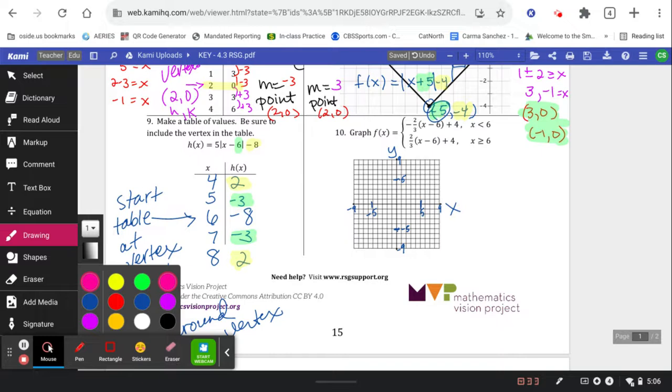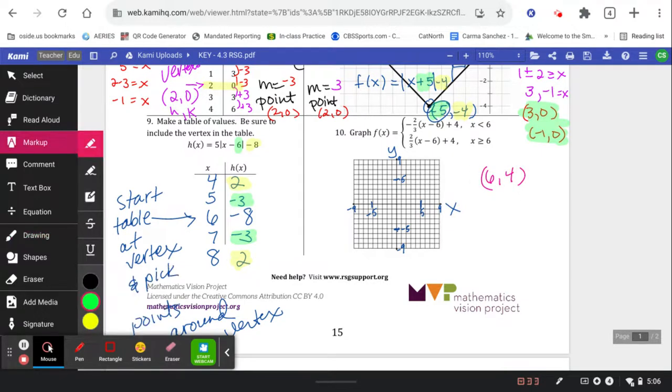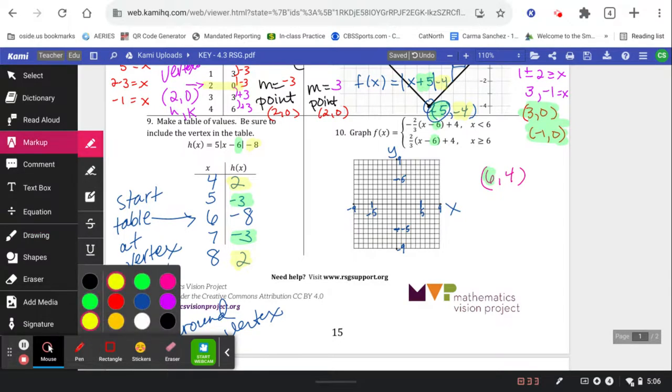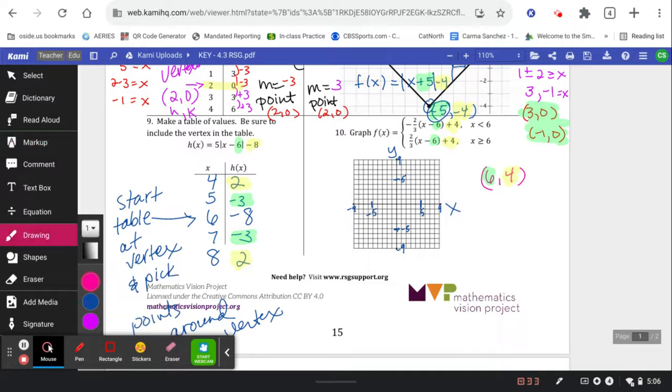Before I can graph this, I need to identify the 2 crucial parts. Crucial part number 1 is my h, k. Do you see it? Here's my little h staring at me. Remember, if it's a negative 6 in the equation, it's a positive 6 in real life. And here's my k staring at me right there. So 6, 4 is our starting dot, right 6, up 1, 2, 3, 4.